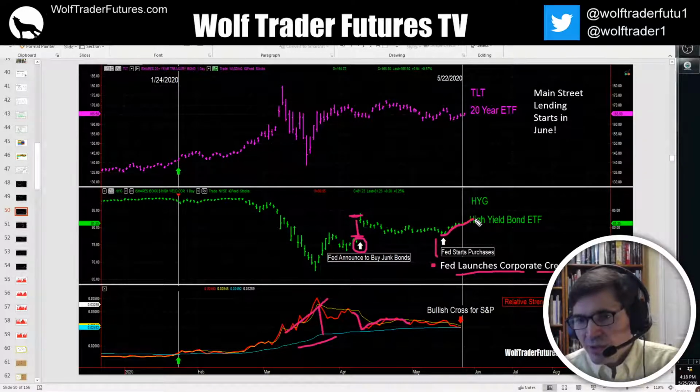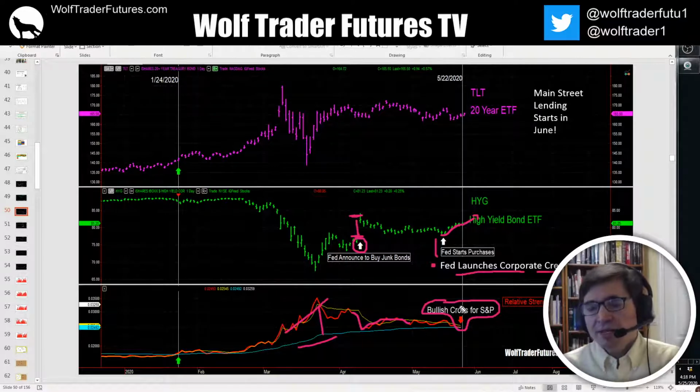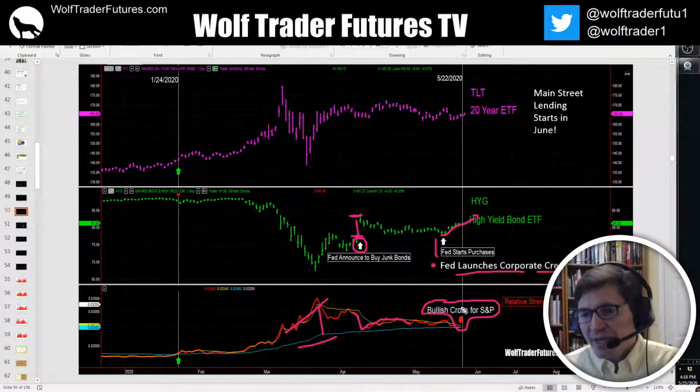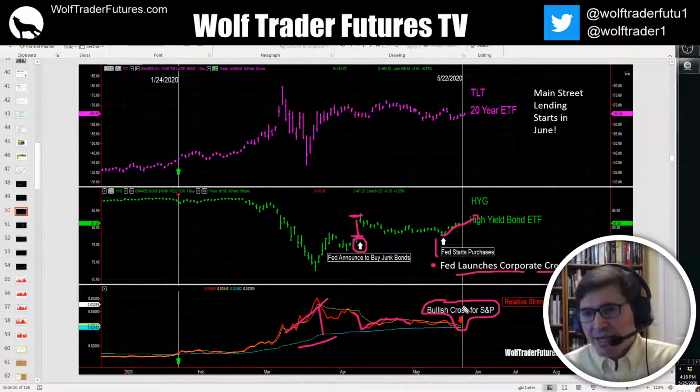There it goes. It starts going up there, right? And now on Friday, you see this first bullish cross lower. So why is that important? Well, that's really important for Main Street and for the corporate credits, because now you're going to start to have liquidity, and that's important for the economy. It's important for jobs. It's important for everybody.